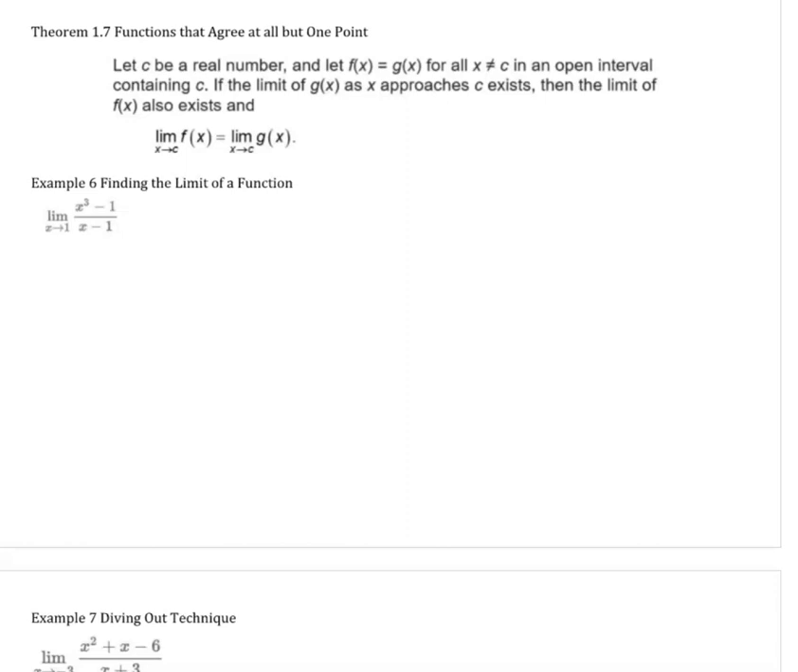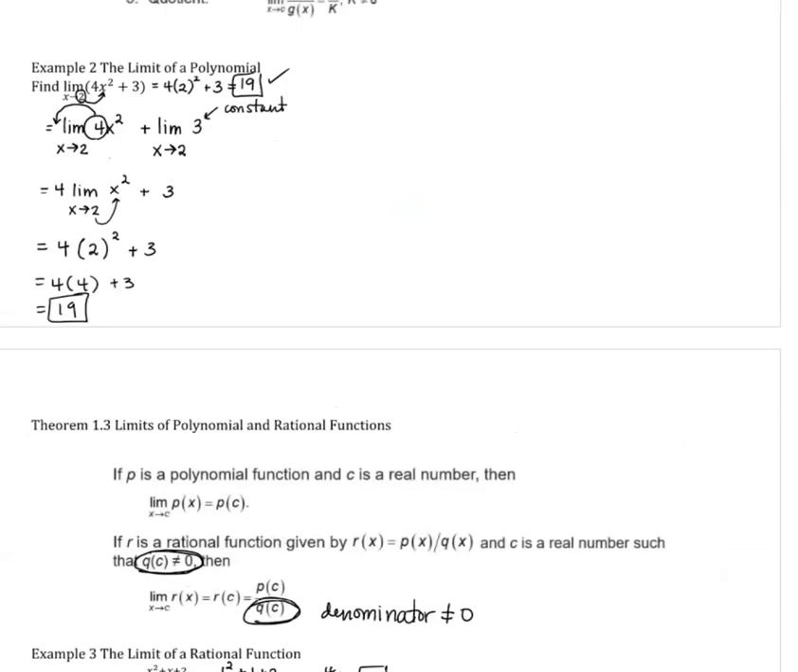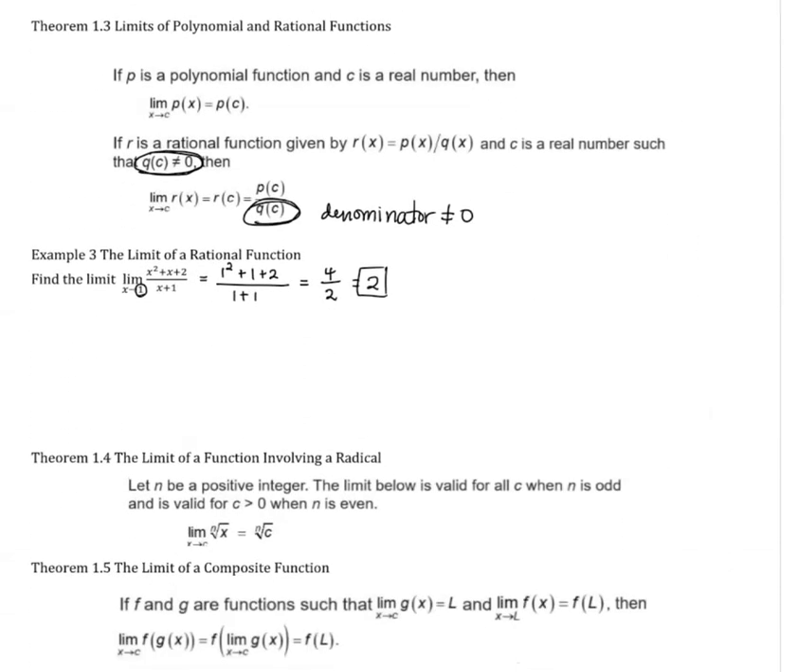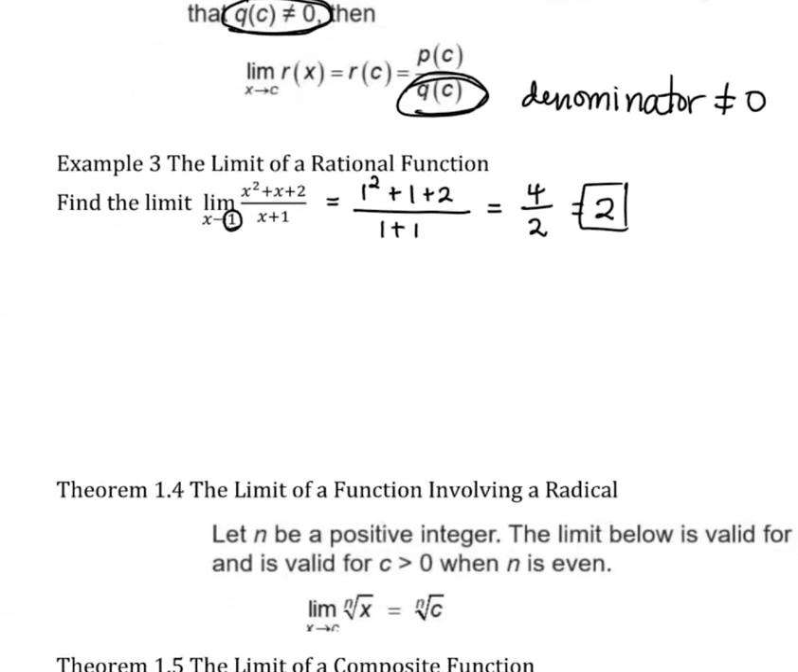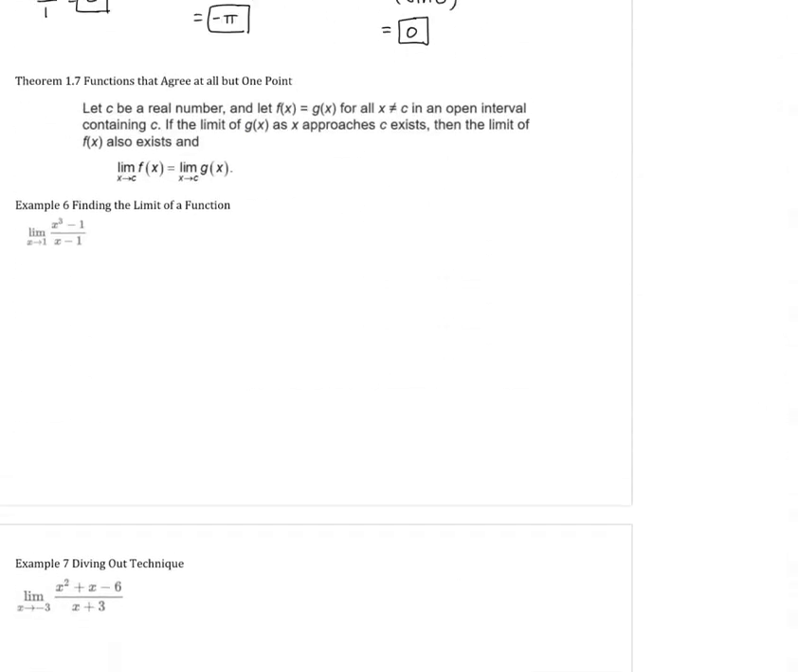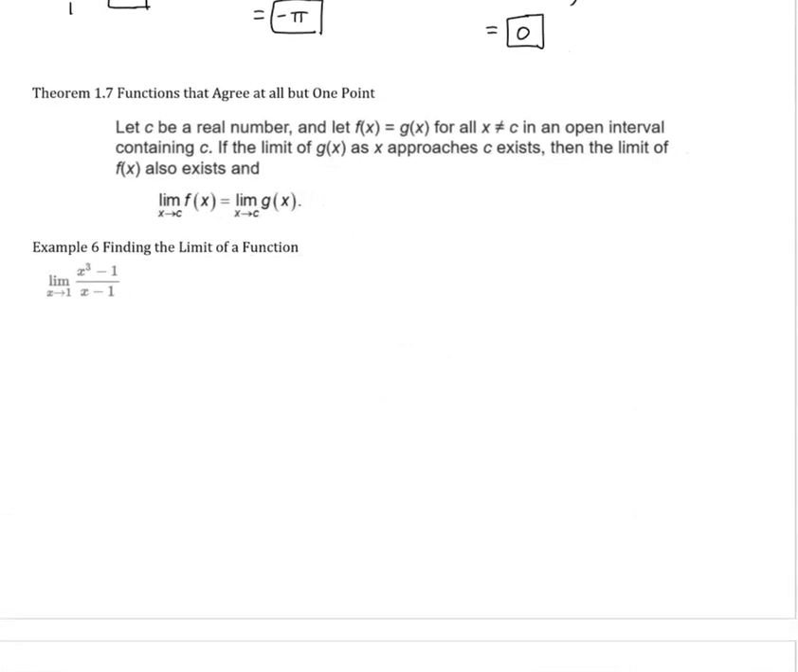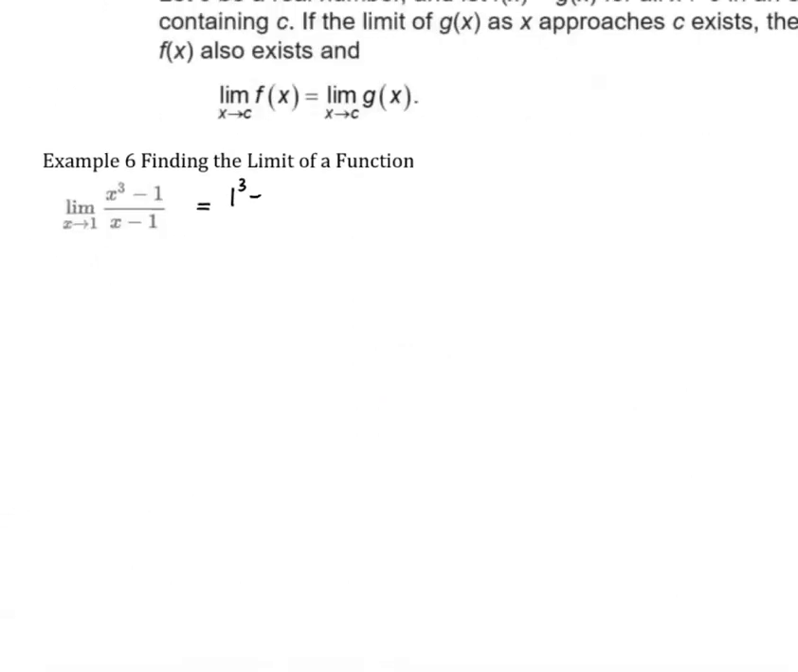So far, in all of the examples that we have looked at, we have been able to evaluate our limits by direct substitution. In example 6, we have the limit of a rational function, very similar to what we had in example 3. In example 3, we did direct substitution and got an answer. Let's see what happens if we try direct substitution in example 6. So substituting in 1 for x leaves me with 1 cubed minus 1 over 1 minus 1, which is 0 over 0, which is a problem.